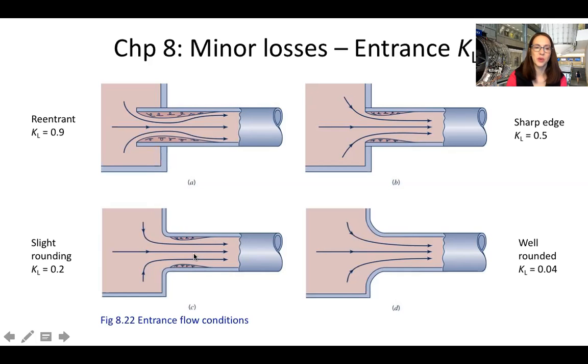Slightly rounded on the bottom left does much better. Your loss coefficient is just 0.2, and then well rounded, your loss coefficient drops by an order of magnitude down to 0.04, right? So if you have language in your problem like the entrance is rounded, the entrance is sharp edge, you go to figure 8.22 and you pick off your K sub L, your coefficient.